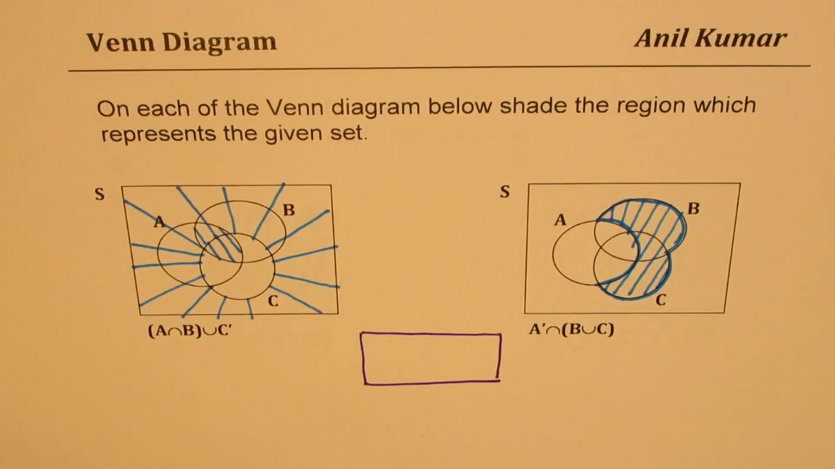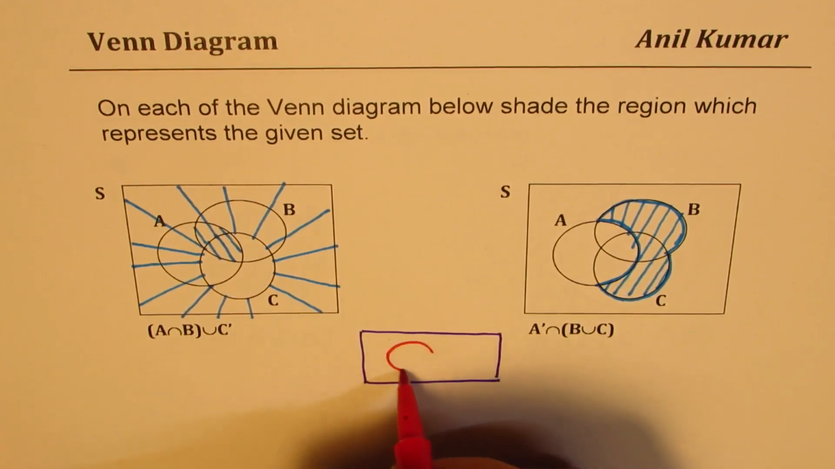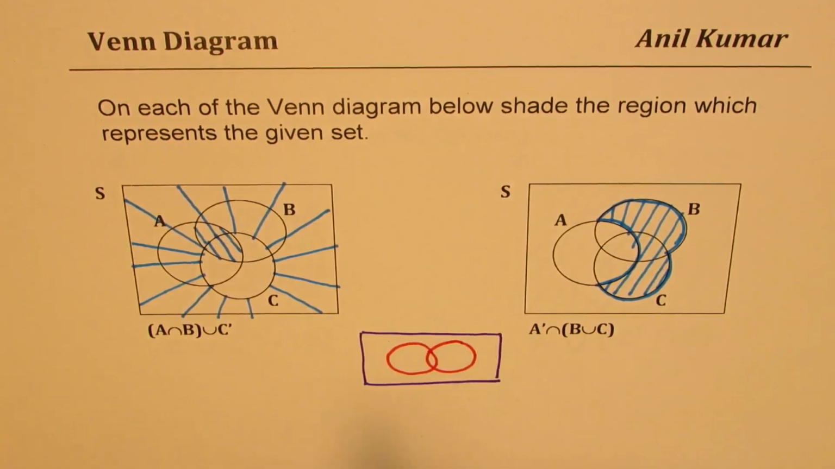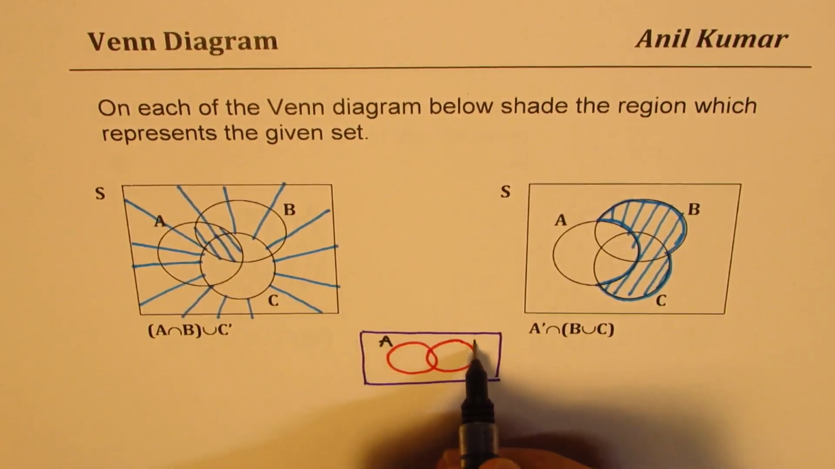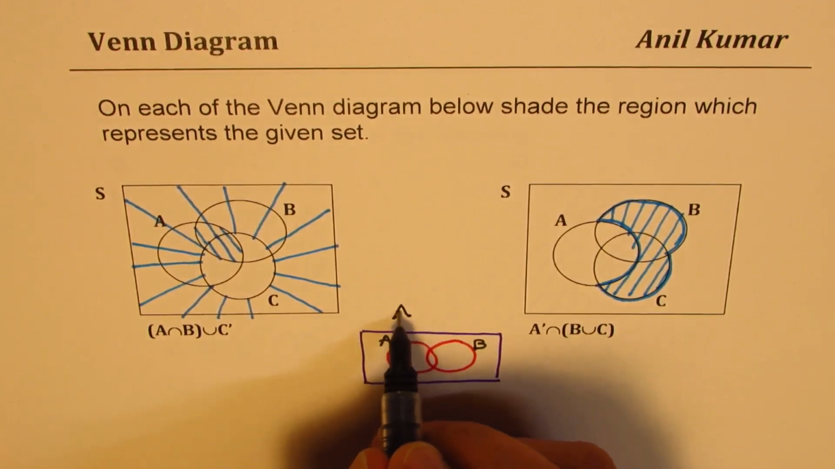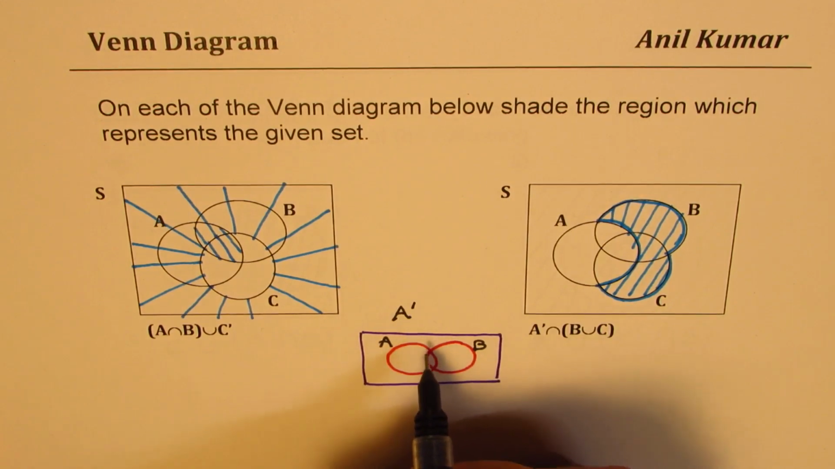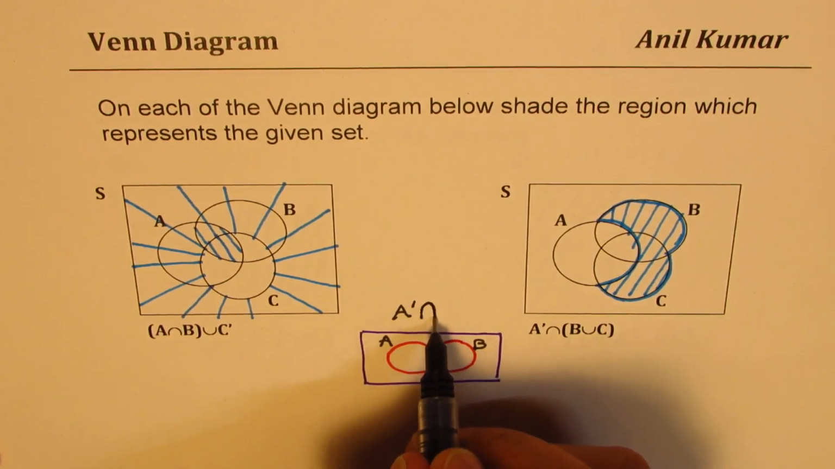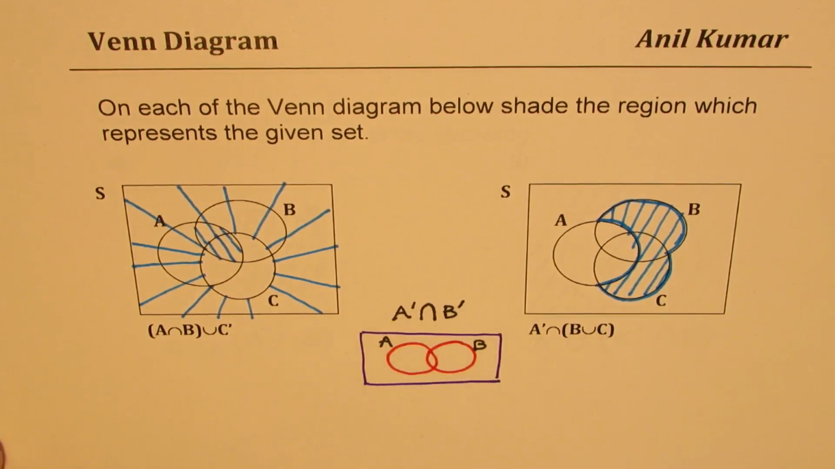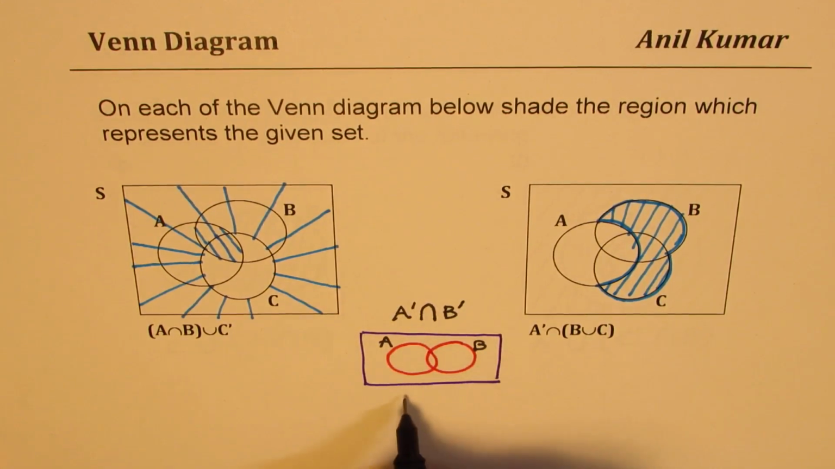So we'll have two Venn diagrams A and B. I mean two sets in the Venn diagram, A and B. So this is my set A and this is my set B. What you need to shade here is the intersection of not A and not B, right? So this is what you need to shade, and that is your test question.